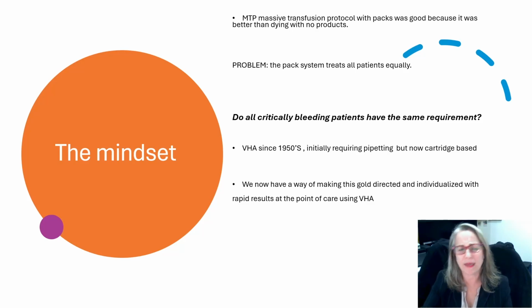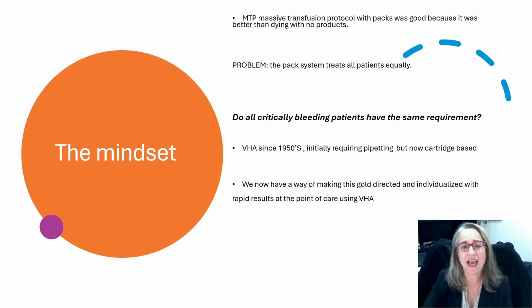Do all critically bleeding patients have the same requirement? No, of course not. We know that sometimes people have a trauma coagulopathy, or people might have an amniotic fluid embolus and have a coagulopathy from the outset of their bleeding. Similarly, with aortic dissection coming off bypass, people can have a coagulopathy very early. So not all patients are the same, and not all patients have the same requirements. But the pack system treats all patients equally.